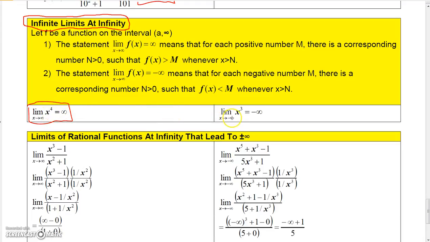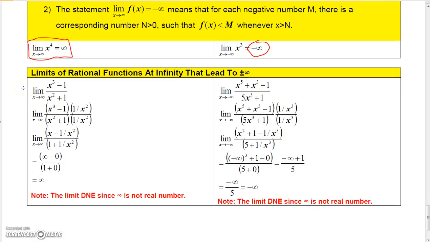And if you have x cubed as x goes to negative infinity, you would be cubing very large negative numbers, and if you cube very large negative numbers, you get a very large negative number. So this is going to go to negative infinity. I've already told you that when the degree of the numerator is greater than the degree of the denominator, then the limits do not exist.